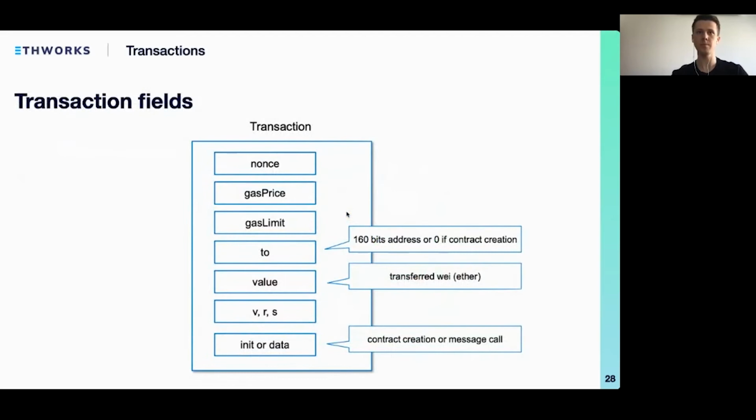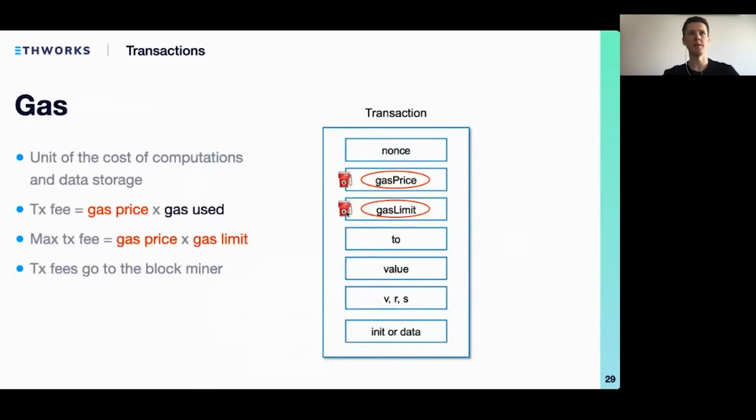Let me now introduce you to the topic of gas. So in Ethereum, gas is the unit of cost that the network needs to make to handle your computations and to store your data. So each transaction costs some fee that is collected by the miners.